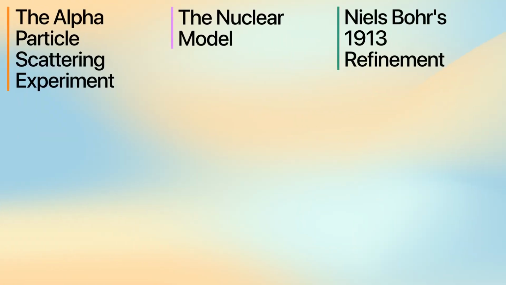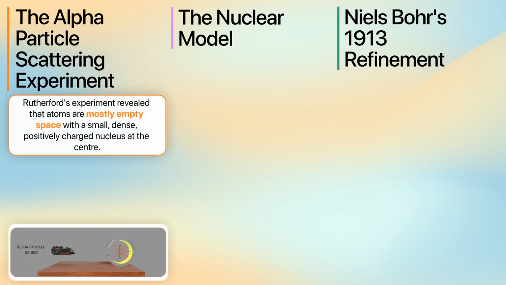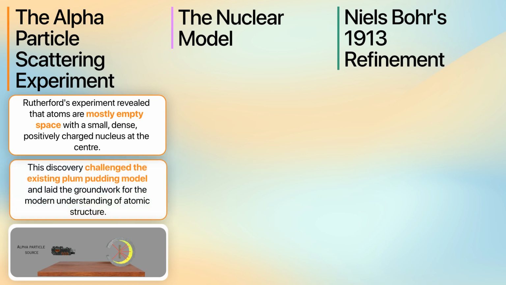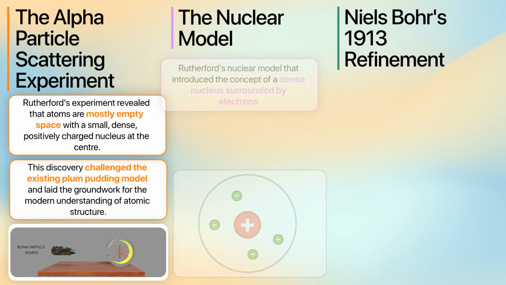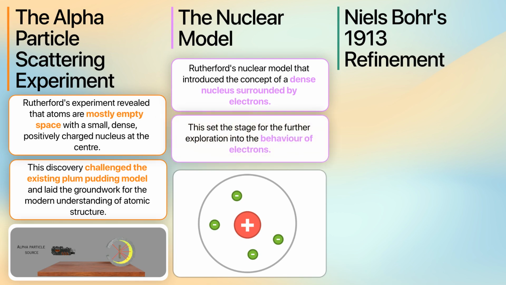That's all for today. To summarize, we understood how Rutherford's experiment revealed that atoms are mostly empty space with a small, dense, positively charged nucleus at the center. This discovery challenged the existing Plum Pudding model and laid the groundwork for the modern understanding of atomic structure, where electrons orbit the nucleus. We looked at how Rutherford's experiment revolutionized our understanding of atomic structure, establishing the nuclear model that introduced the concept of a dense nucleus surrounded by electrons. This breakthrough marked a significant departure from the Plum Pudding model, setting the stage for further exploration into the behavior of electrons.